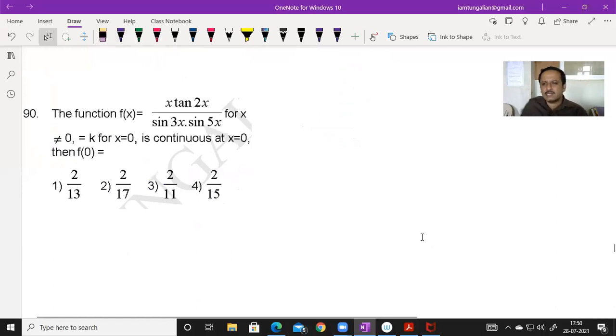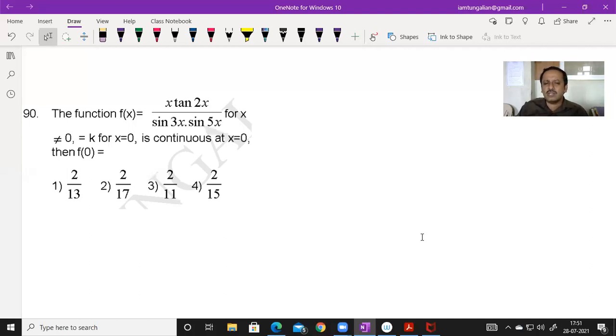Okay, let's have a look at question number 90. It is a problem on continuity. The function f of x is equal to x tan 2x divided by sine 3x into sine 5x for x not equal to 0, and it is k for x is equal to 0, is continuous at x equal to 0, then f of 0 is equal to.